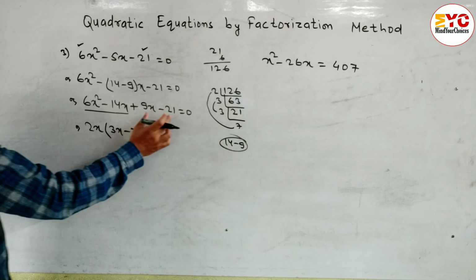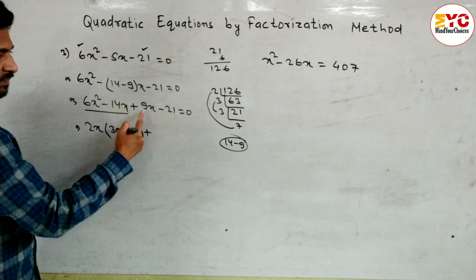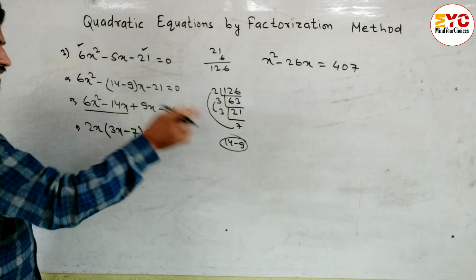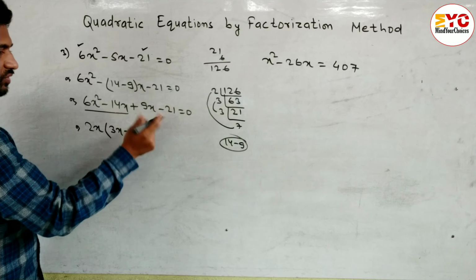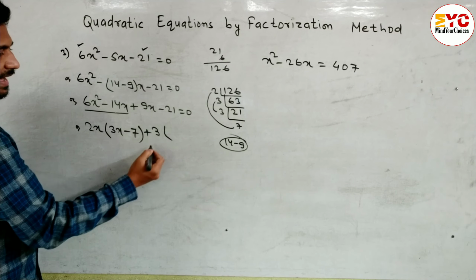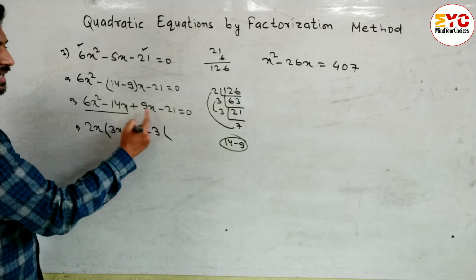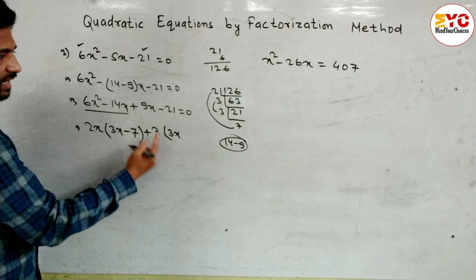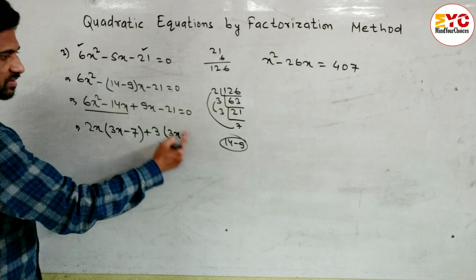Similarly you can see here, from here we have to take common, plus 9 and 21, common is 3, because both numbers will come in 3 table. 3 3 are 9, 3 7 are 21, so 3 we have to take common, and the remaining 3 into which number it will be 9? Definitely 3. 3 3s are 9. Here is x, so x we have to write. Minus 3 into which number it will be 21?